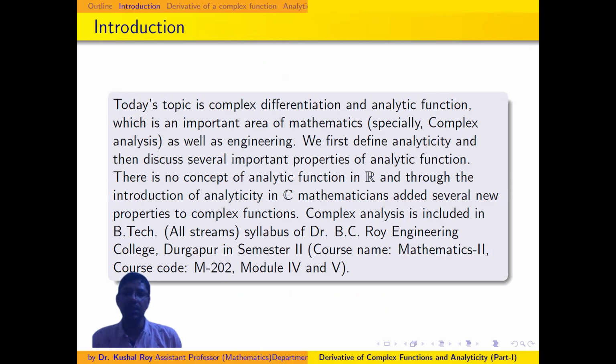Complex analysis is included in the BTech syllabus of all 10 streams of Dr. Bishara Engineering College, Durgapur in semester 2. Course name is Mathematics 2, course code is M302. The complex analysis is in module 4 and module 5.